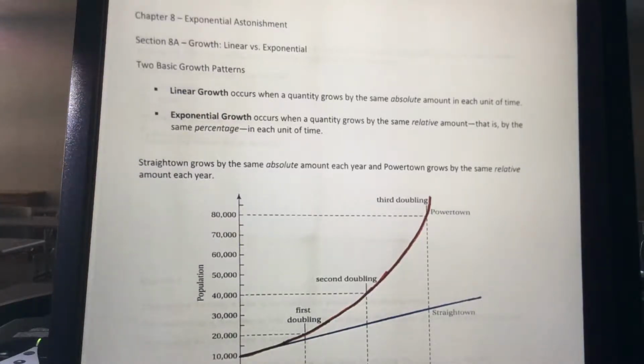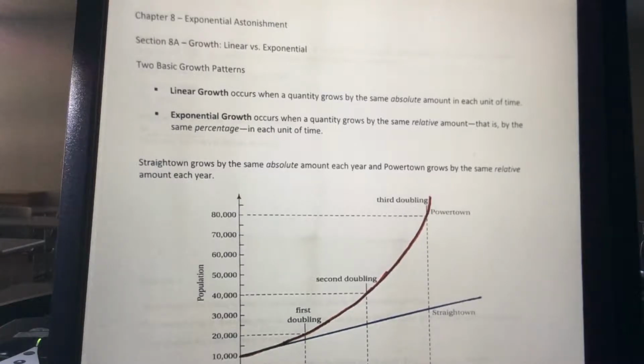In this video, we're going to be beginning chapter 8, dealing with exponential astonishment. And in section 8a, we're going to talk about growth, both linear versus exponential. Now, there are two basic growth patterns. One of them is linear growth that occurs when the quantity grows by the same absolute amount in each unit of time.